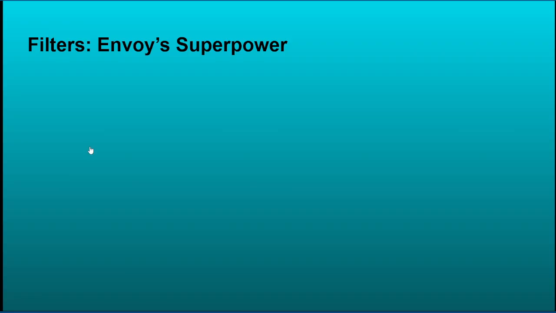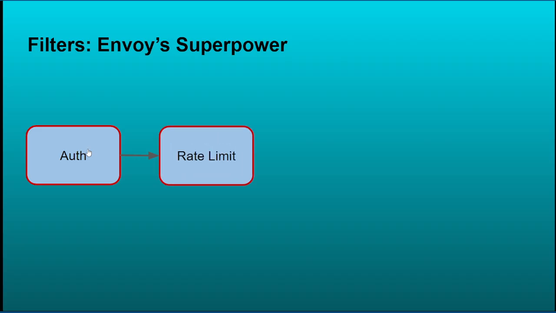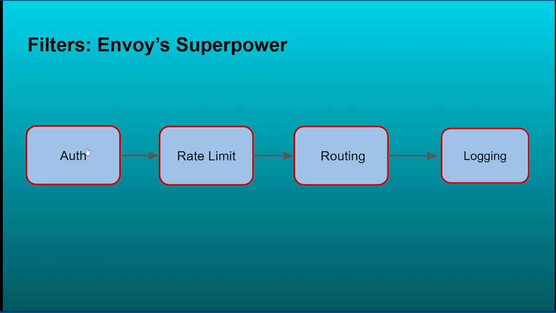Filters are Envoy's real superpower. A filter is a piece of logic that can inspect, modify, allow, or block a request. Authentication, rate limiting, header manipulation, and logging are all implemented as filters. Filters run in a defined order, and each one sees the request before it reaches the service.